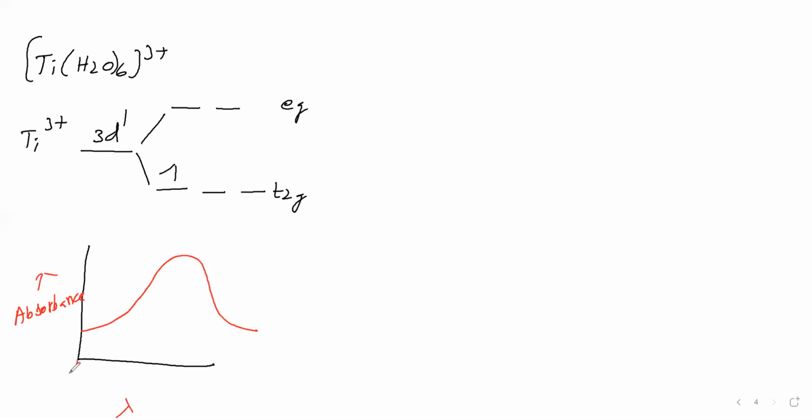Here 400 nanometer, 500 nanometer, 600 nanometer, 700 nanometer. So wavelength here and absorbance here. So now delta naught is this much. Crystal field splitting energy is this much.